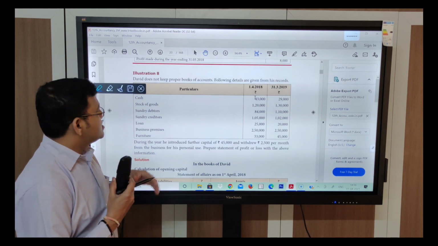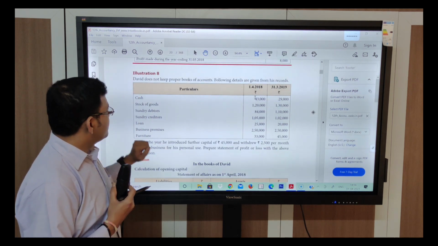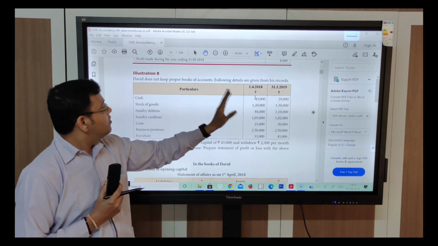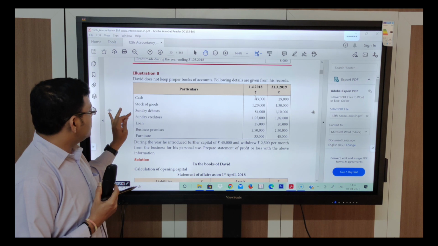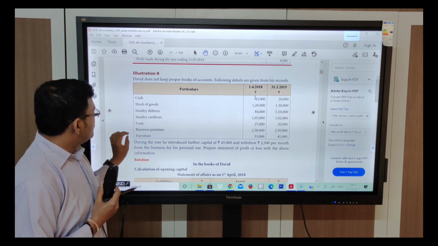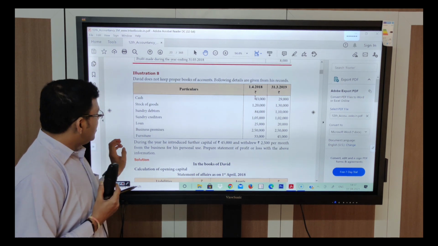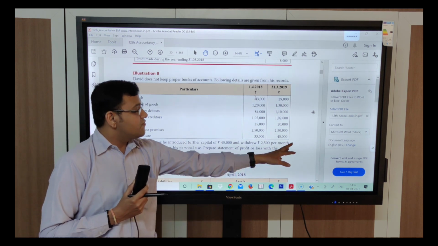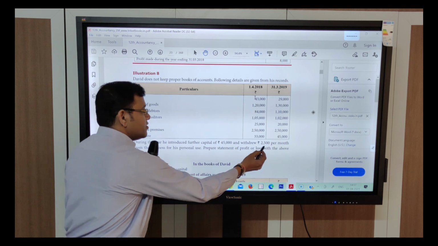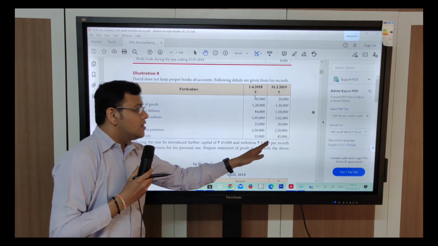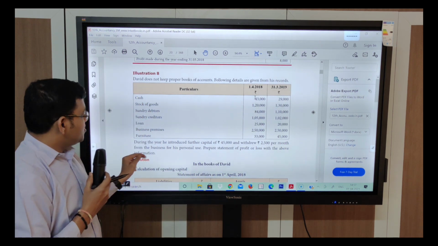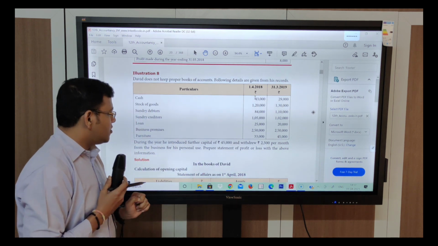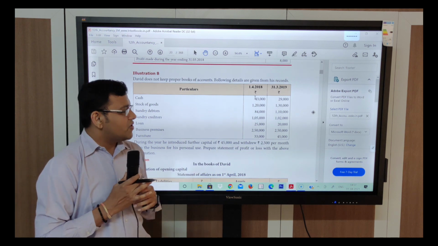Same way, illustration 8 is also like that. They have given the opening and the closing figures of cash, stock, debtors, creditors, loan, business premises, and furniture. During the year, he introduced further capital of 45,000 and withdrew 2,500 per month. Very important over here is that it is per month. It is not a one-time withdrawal from the business. So many students will only take 2,500 and their entire problem will be wrong. So prepare the statement of profit and loss.